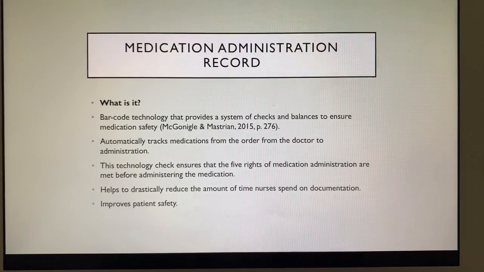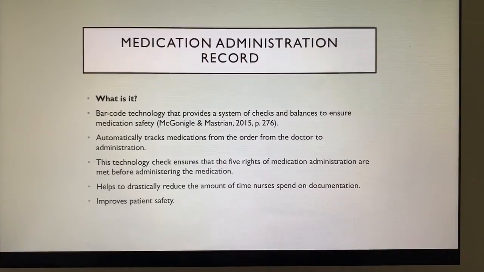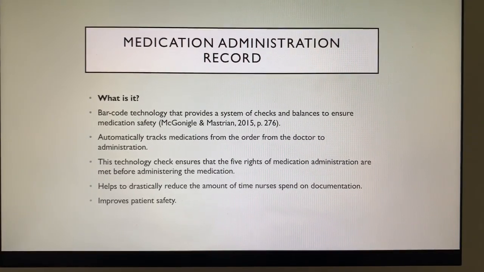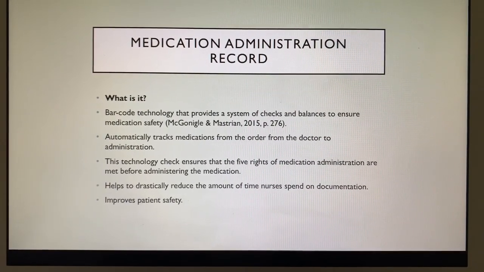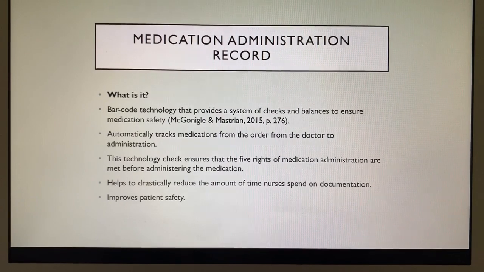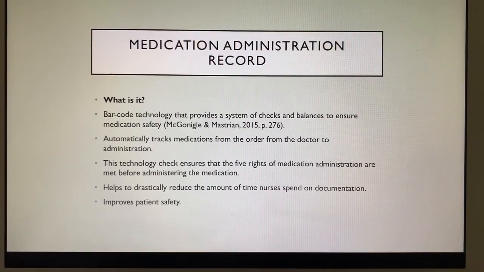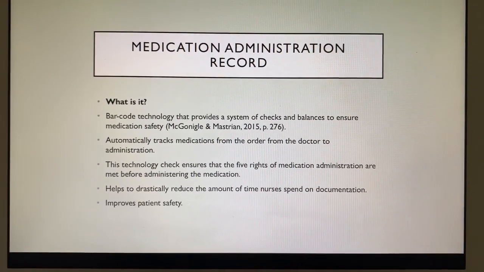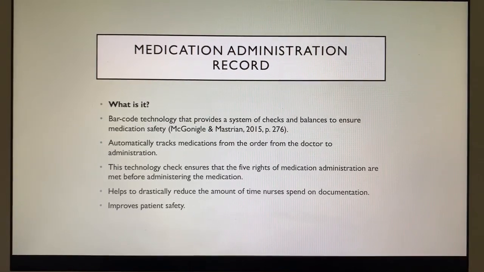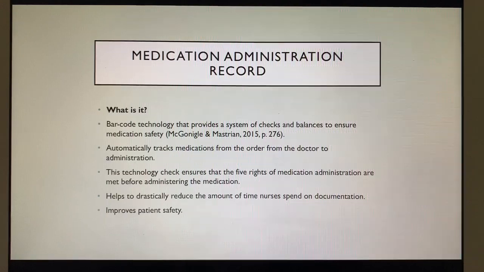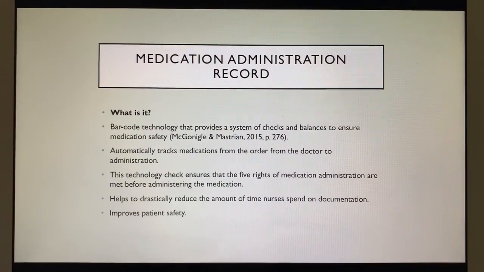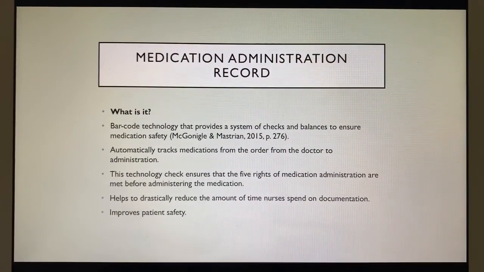So the medication administration record, what is it? It is a barcode technology that provides a system of checks and balances to ensure medication safety. It automatically tracks medications from the order from the doctor to administration. So orders from the doctor are placed into the computer automatically, and the orders must be verified by pharmacy before the medication can be administered.